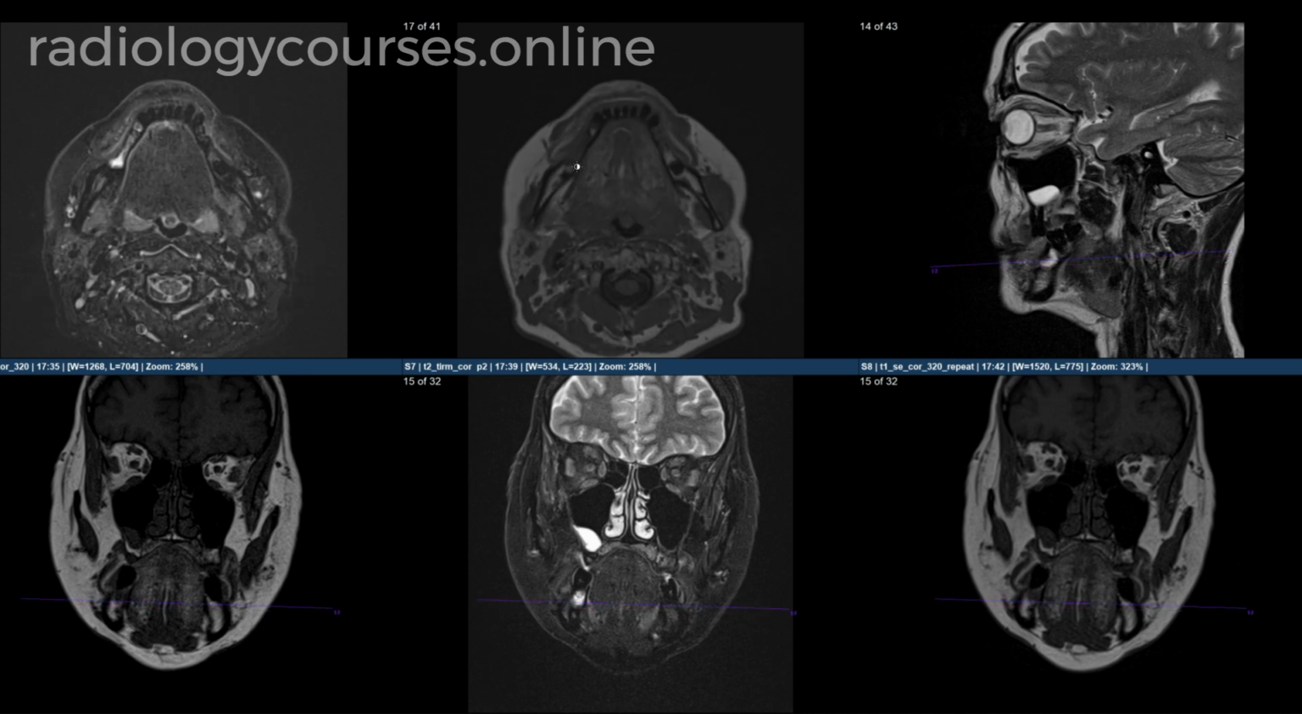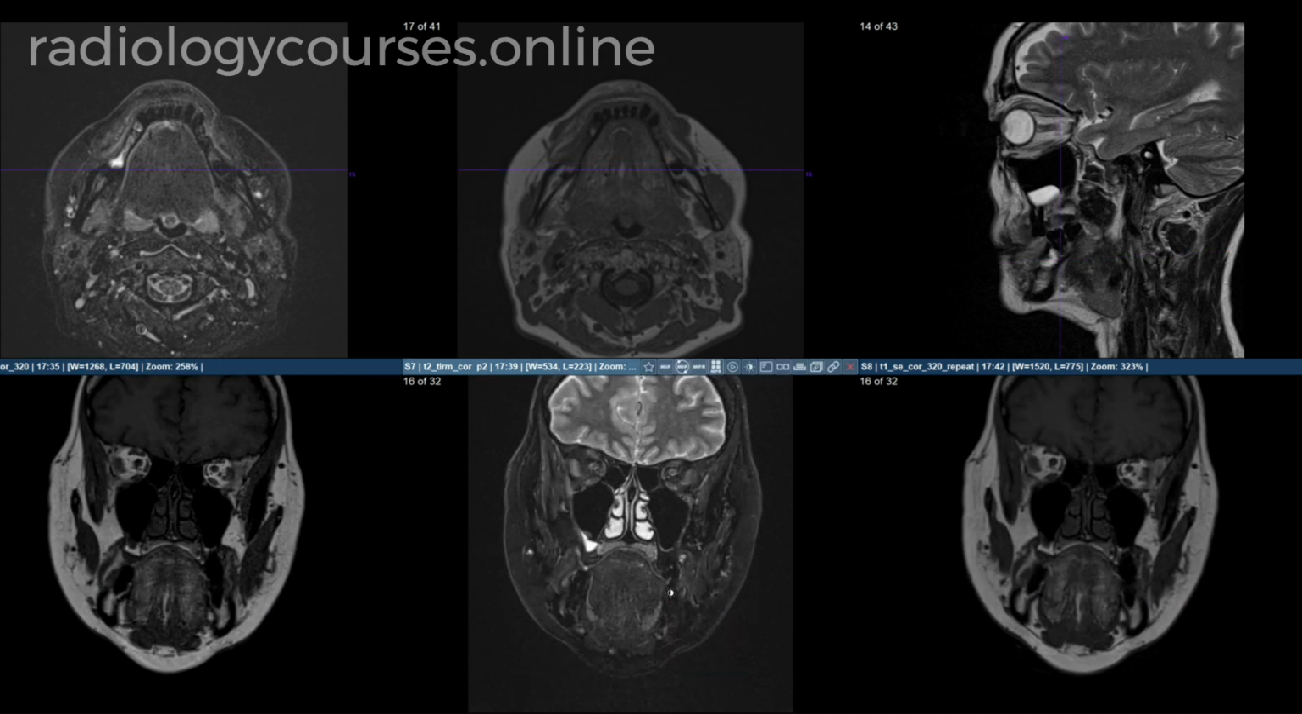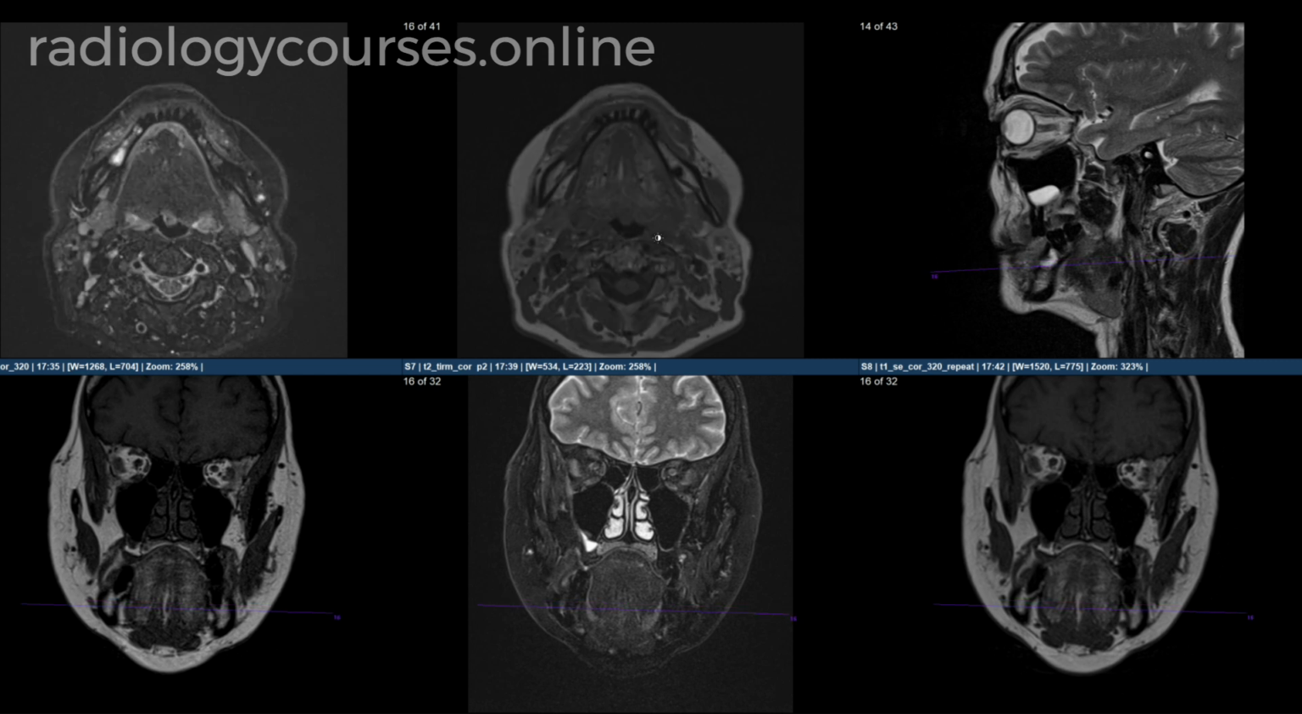It shows low signal intensity on T1 and increased signal intensity on the fluid sensitive sequences, that is on the STIR sequence. It also shows increased signal intensity on T2 as well. The overlying cortex appears intact. There is mild subcutaneous edema.